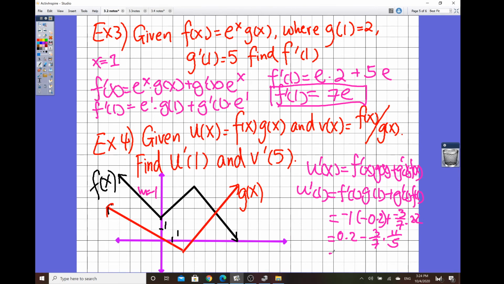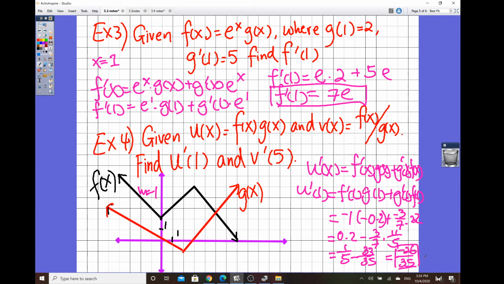And then 0.2, that would be 2 over 10, which is 1/5, minus 33 over 35. Multiply this one by 7, top and bottom, so 7 minus 33. So then that would be negative 26 over 35. And that would be the result for u prime of 1.